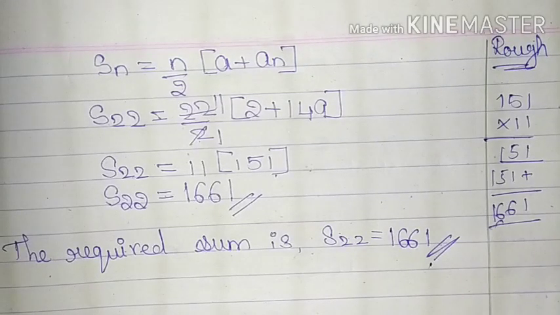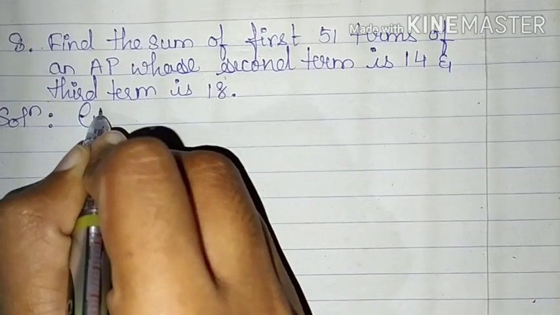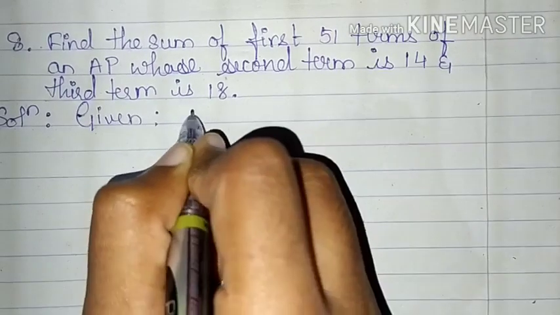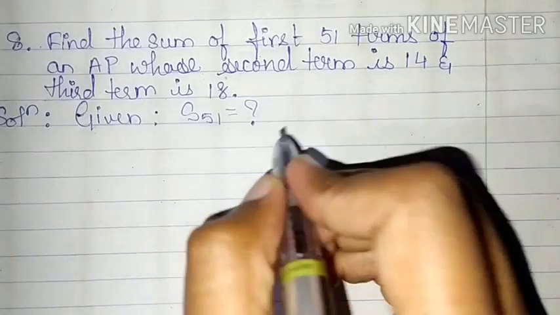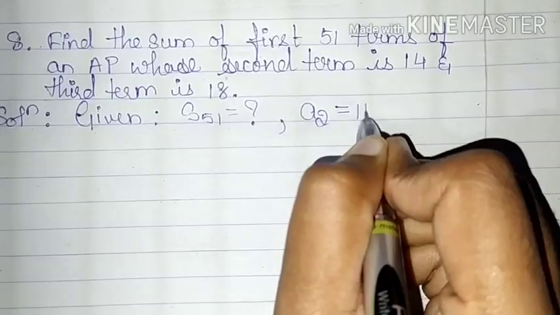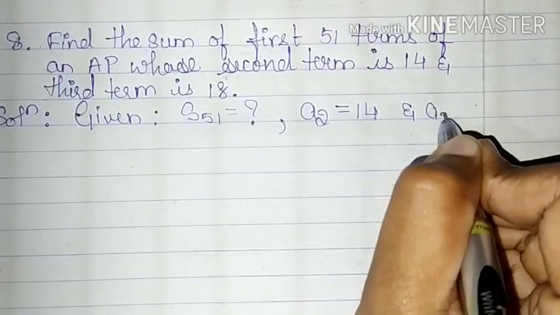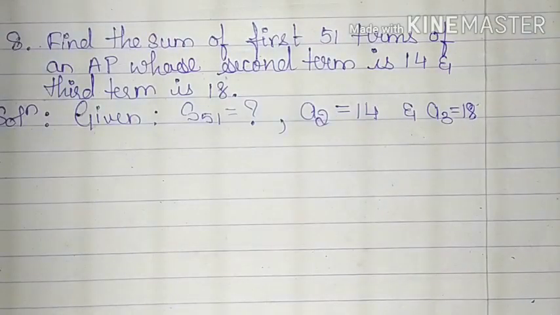In the 8th question, find the sum of first 51 terms of an AP whose second term is 14 and the third term is 18. So we have to find the sum of first 51 terms, that is S51 is equal to what? We have to find it. What is given to us is the second term, that is A2 is equal to 14 and A3 is equal to 18. Here we have to find the values of A and D.